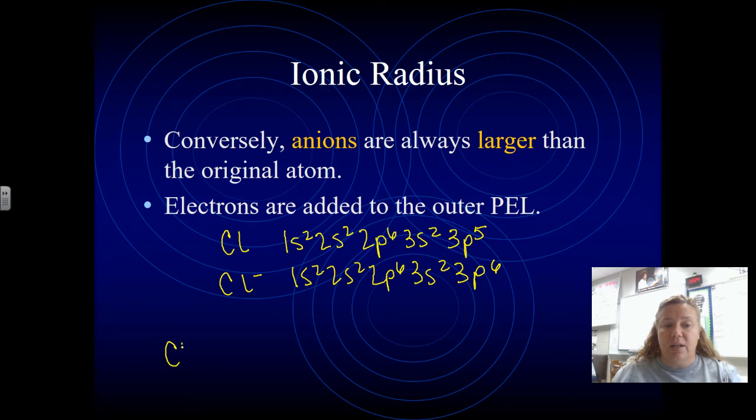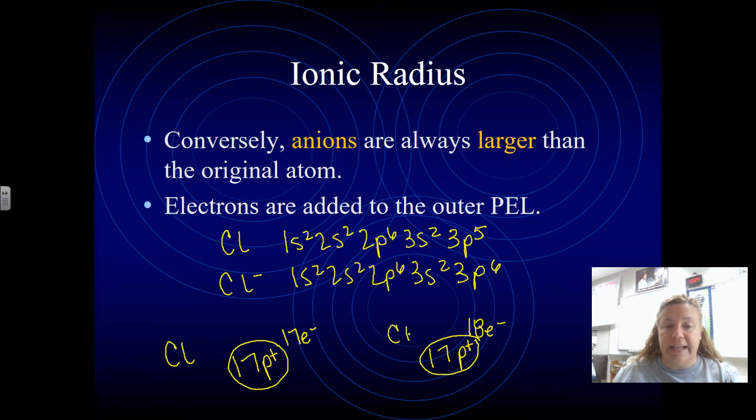So let's look at chlorine. We have initially 17 protons and 17 electrons. So we do have a relatively strong effective nuclear charge here, but then we have 17 protons and 18 electrons when we have a chlorine anion. So therefore, with those 18 electrons, there's less of a nuclear charge, because the 17 protons can't pull the 18 electrons like they can the 17 electrons. So the anion is going to be larger than the neutral atom.